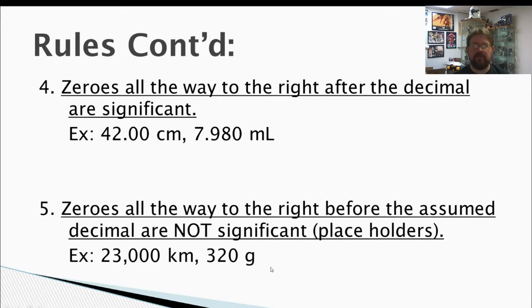23,000 kilometers and 320 grams. We look at our first measurement here. The 2 and the 3, they're not zeros. They count as sig figs, so right there's 2. These zeros here, are they significant? Well, they're all the way to the right, but is there a decimal? No. If they're all the way to the right and there is no decimal, they don't count. So that means these are not significant. They're placeholders. Still important, but not significant. So this measurement only has 2 sig figs, the 2 and the 3.